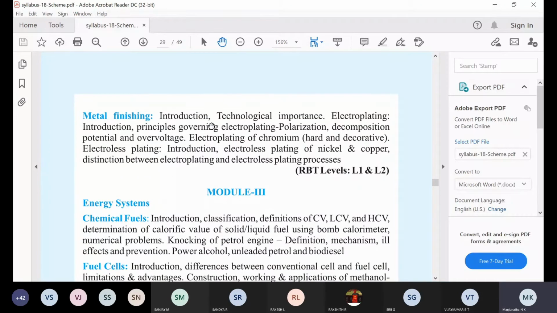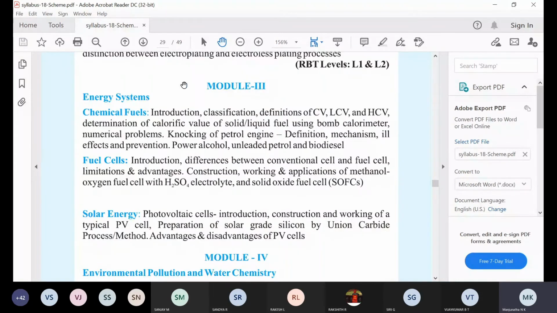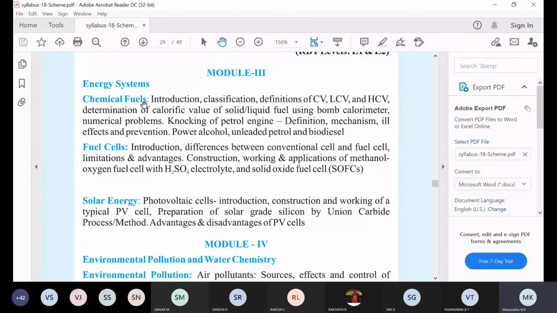Coming to the next, module 3. In module 3 there are three units. First one is chemical fuels, second is fuel cells and another is solar energy. Coming to the first one, chemical fuels. In chemical fuels we are going to discuss the definition of fuels, and classification of fuels on the basis of origin and on the basis of occurrence.